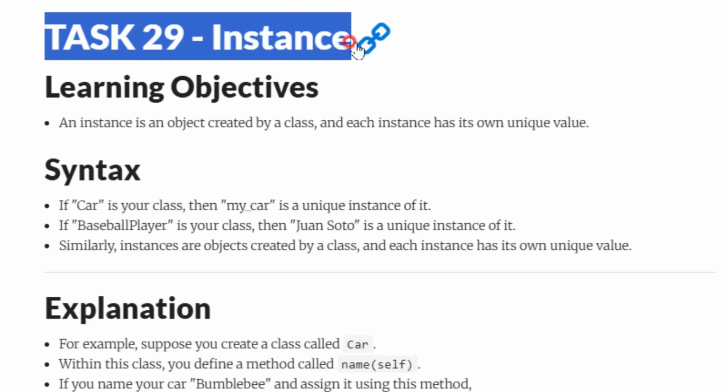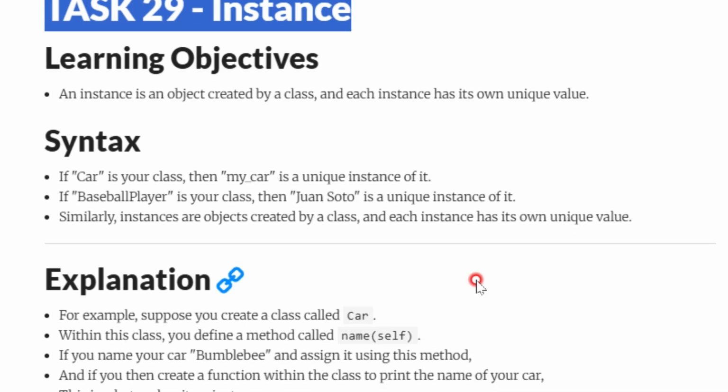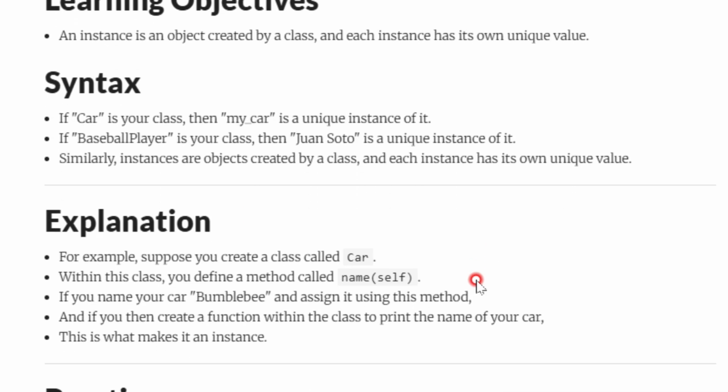Hello, today we are going to learn about instances. So far, we have talked about classes and how they serve as blueprints for creating objects. But when we actually use a class to create something, what we get is called an instance. Each instance is a unique object that follows the structure and behavior defined in the class, but has its own specific values.